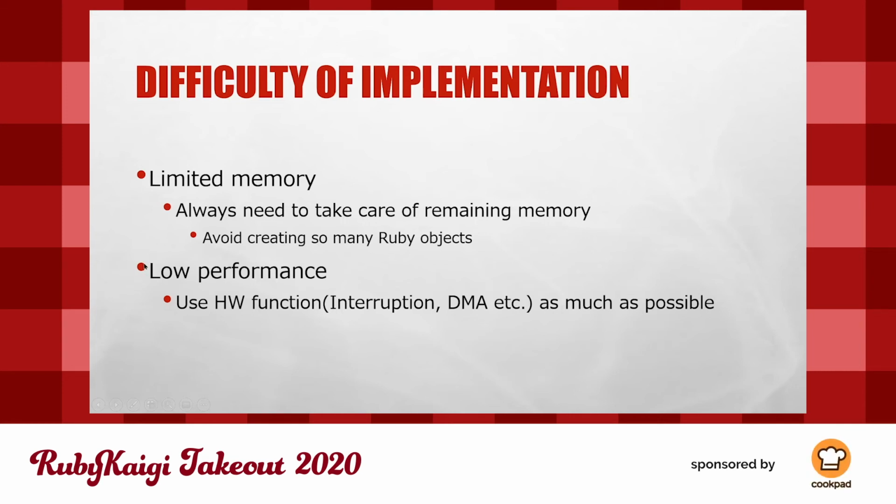So the next point is low performance. Because this hardware clock is lower than 1 gigahertz, its hardware performance is limited. To maximize the performance, we need to consider using hardware functions. ESP32 supports interruption, direct memory access, and so on. This is important to consider using.